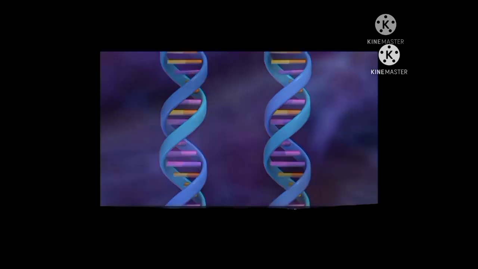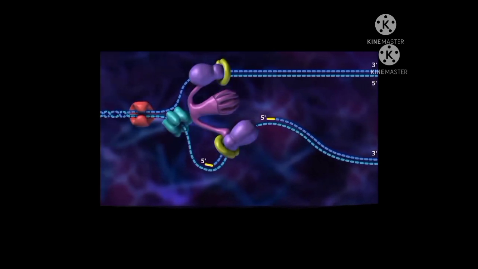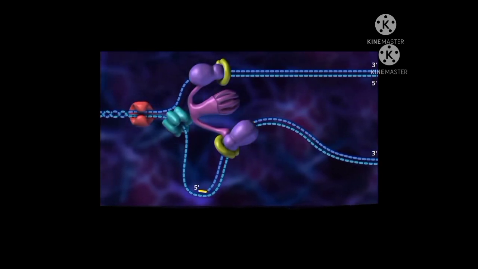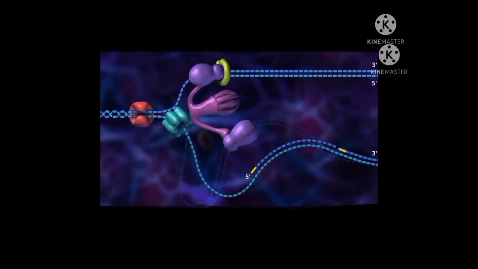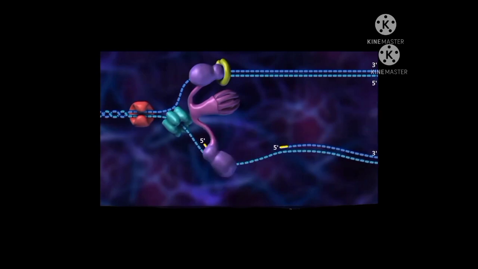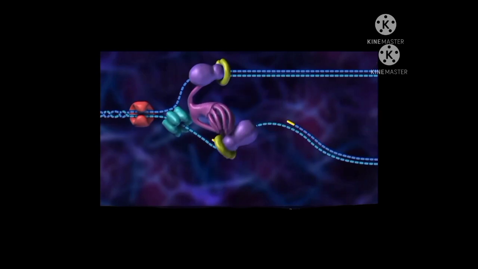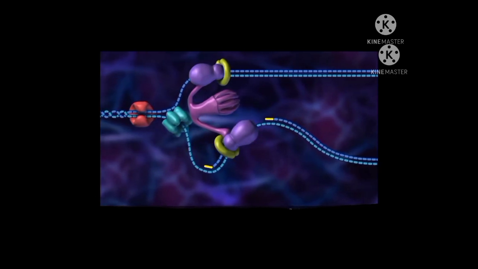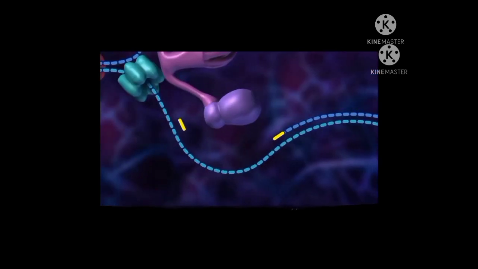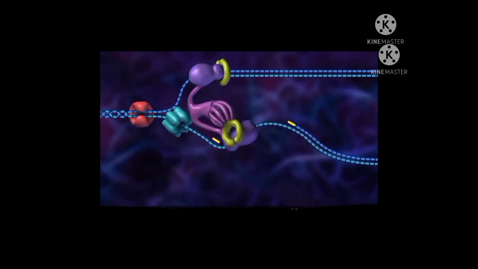Note that DNA polymerase III moves only in one direction and always adds nucleotides in the 5' to 3' direction, reading from the 3' to 5' end of the parental strand. That's why the direction of replication of both strands are opposite, since the strands are anti-parallel.